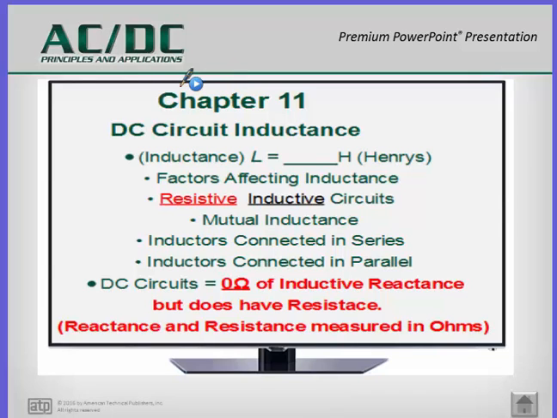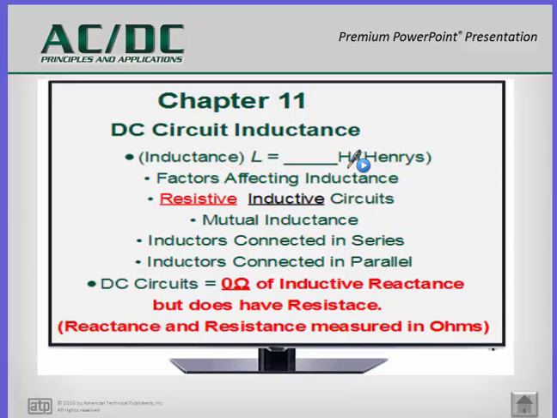This video will cover Chapter 11, DC Circuit Inductance, from the AC/DC Principles and Applications, published by Advanced Technical Publications, ATP, 2nd edition. What we're going to be talking about in this chapter is inductance. Inductance is symbolized by L, and it is measured in henries. Henries is abbreviated with a capital letter H.